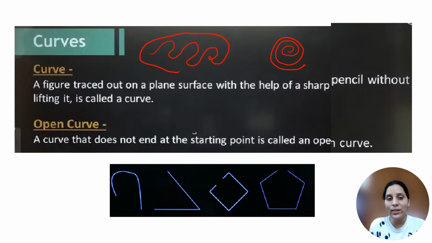Now, what is an open curve? A curve that does not end at the starting point is called an open curve. By the name itself, we understand open means it is not closed. It is open at one part. Here my starting point is this, whereas my ending point is this, so both of them are not the same. I'm drawing like this, but I'm ending it here. Again, these are not the same. So these are all open curves where the starting and ending points are different.